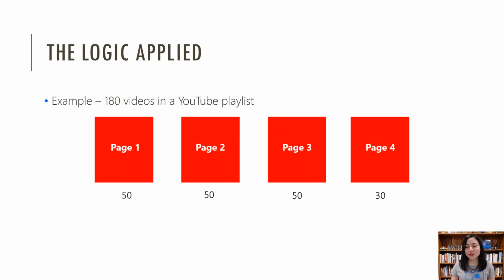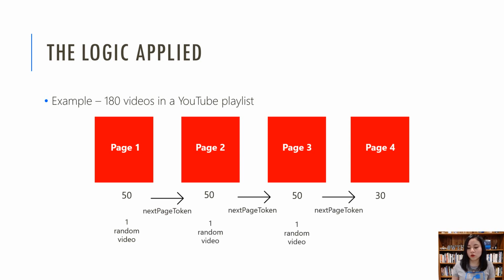Okay. And I've put together a diagram so that it's helpful for those who are visual learners. Pretend that there are 180 videos in a YouTube playlist. This means that there's going to be a total of 4 pages, and for every page, it's going to retrieve a maximum of 50 videos until it hits the last page. All right, so for page number 1, we're going to grab one random video, and then we're going to use the next page token value so that we can go ahead and retrieve the next page, and then grab another random video, and so forth until we hit the very last page.